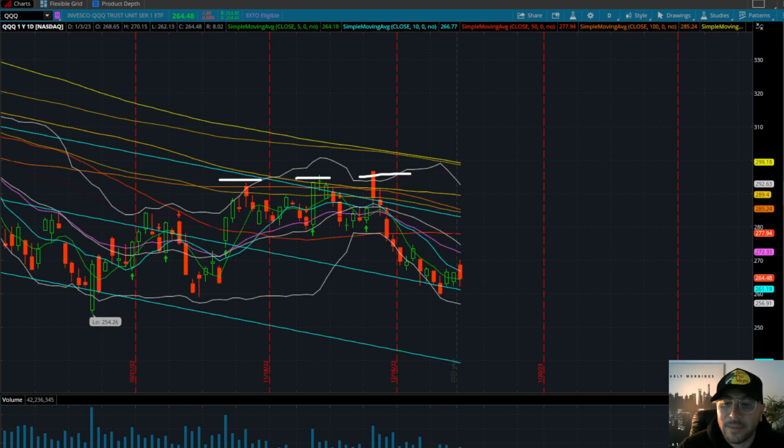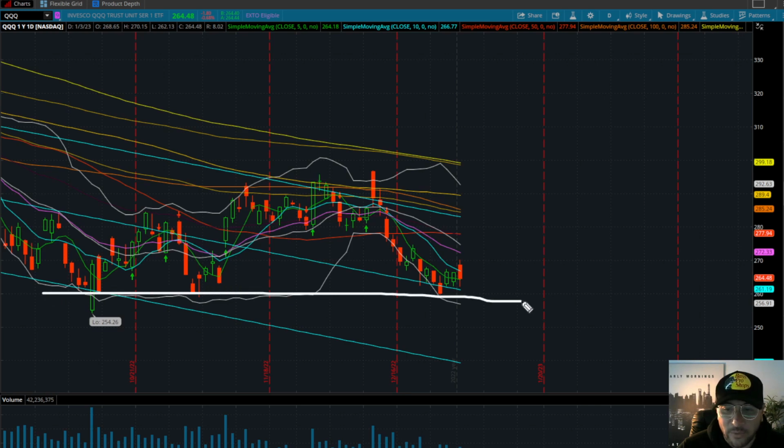So as we come down here again to the bottom of the range, what is this telling you if we're going to continue to be range bound?